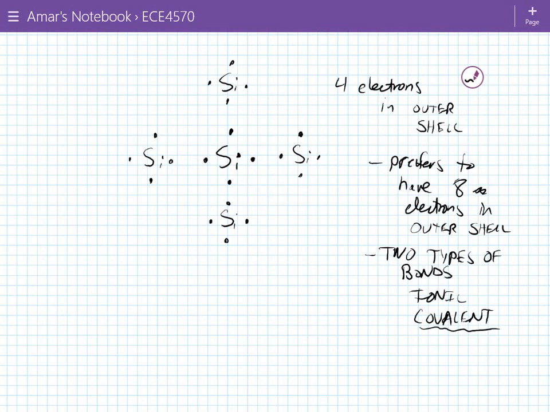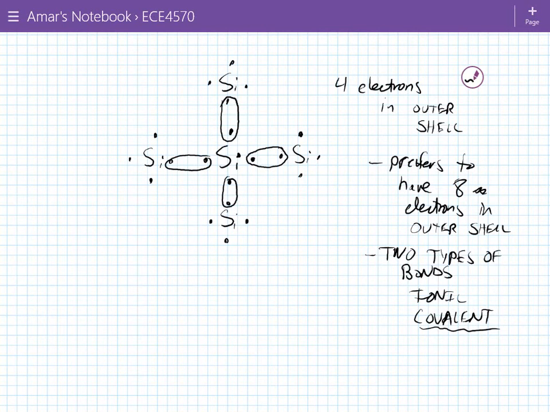So what happens in a covalent bond? Someone tell me. They share electrons. That's correct. So this neighboring silicon atom here shares one of its electrons with this one, and what we do is just draw a circle around them to show that they're being shared. This happens with each of the 4 surrounding silicon atoms. Now how many electrons does it have in its outer shell? 8. It has 8, so it's happy. So this is a chemically stable structure for silicon.